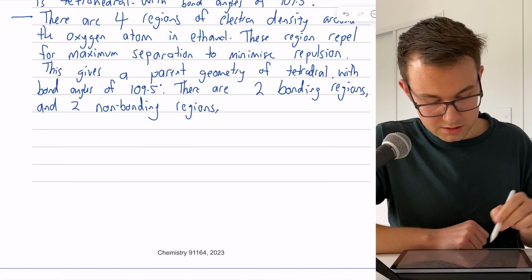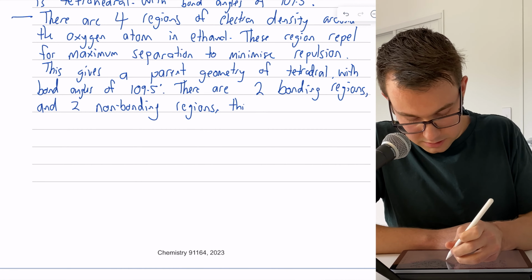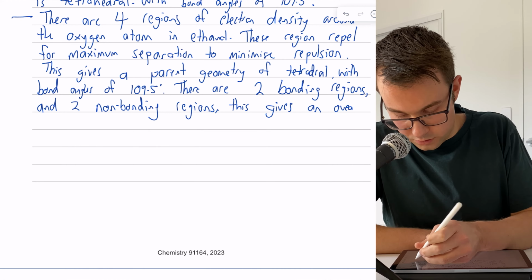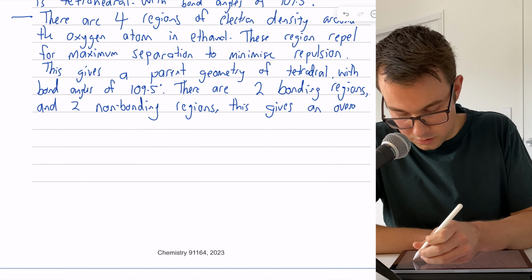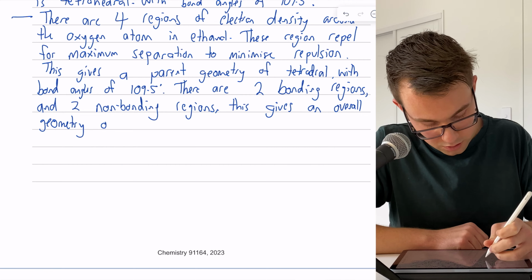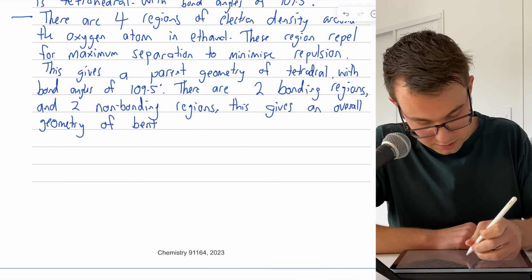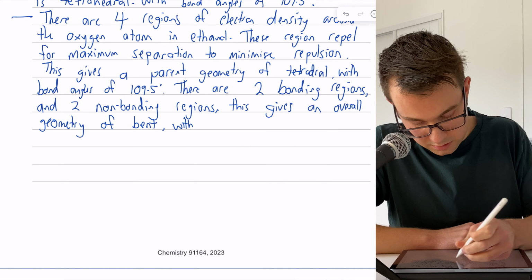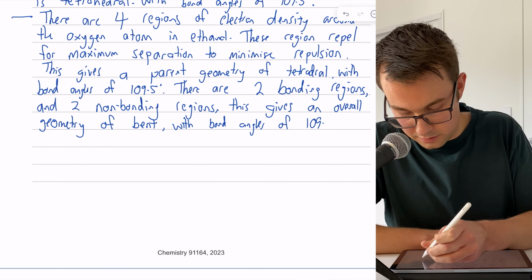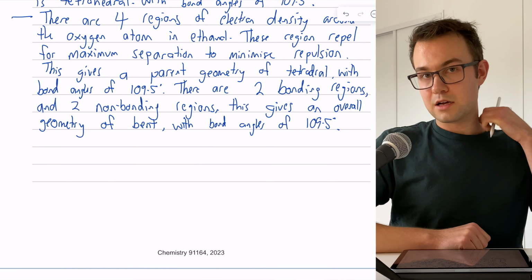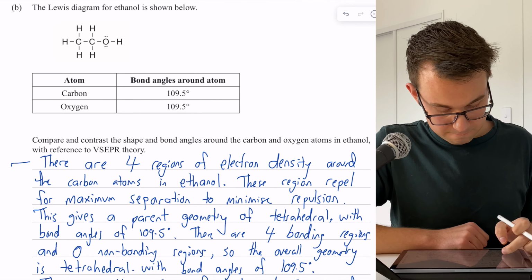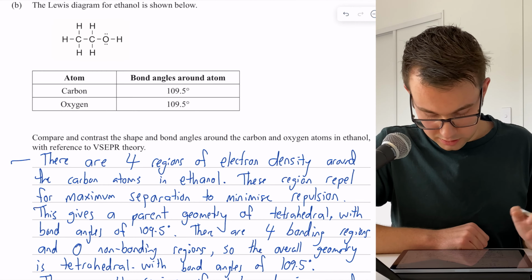So there are 2 bonding regions and 2 non-bonding regions. This gives an overall geometry of bent with bond angles of 109.5 degrees. Amazing. Great work. We've really gone out here and done it. Okay, let's go back to the question and see what we're going to do next.